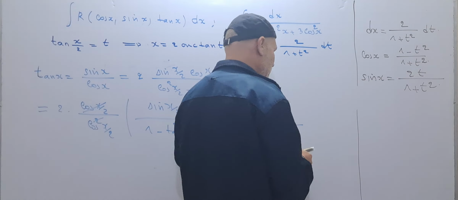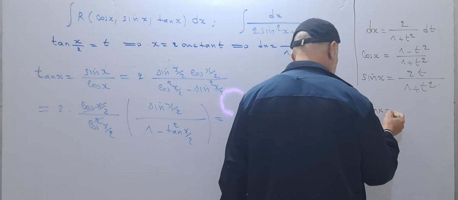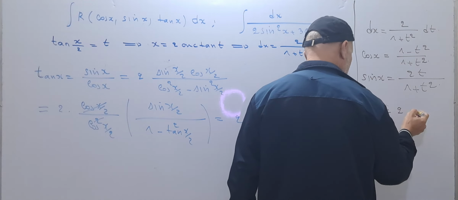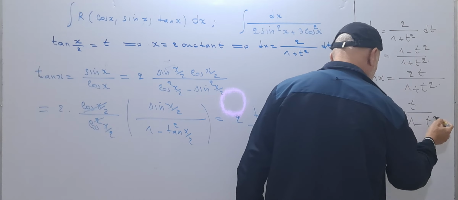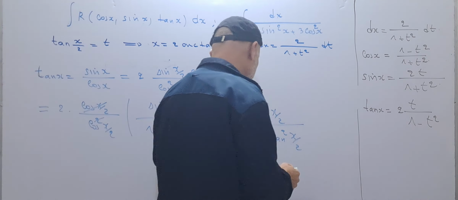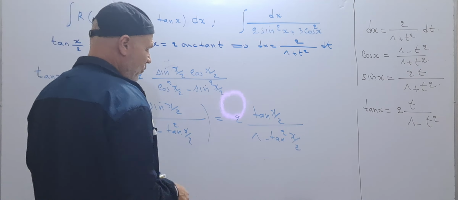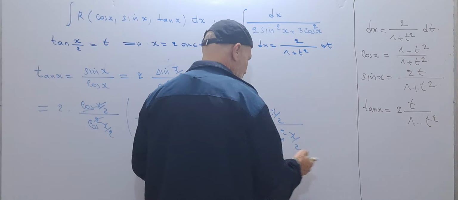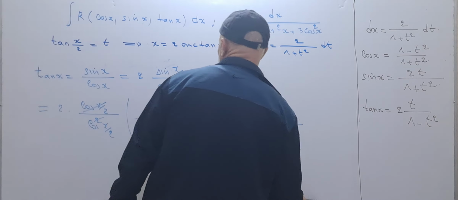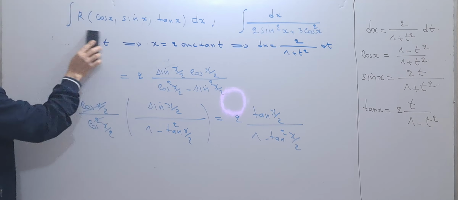Then we can write that tangent x is equal to 2t over 1 minus t squared, since tangent x over 2 is equal to t. So we have the equivalent formula that we can use in our calculation. As an example, we will try to solve this one.